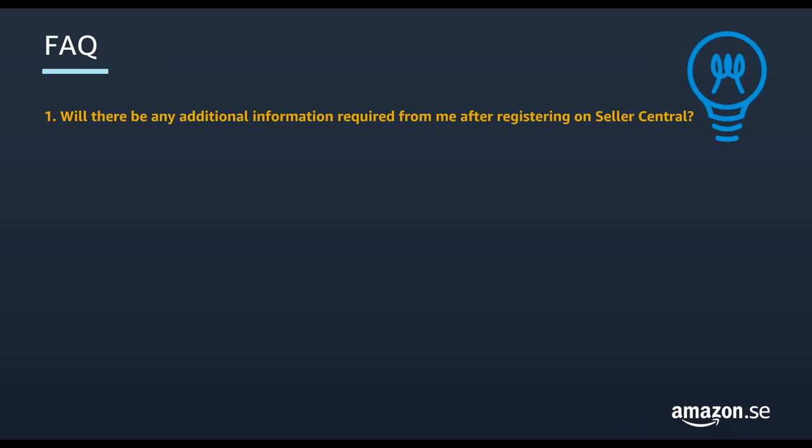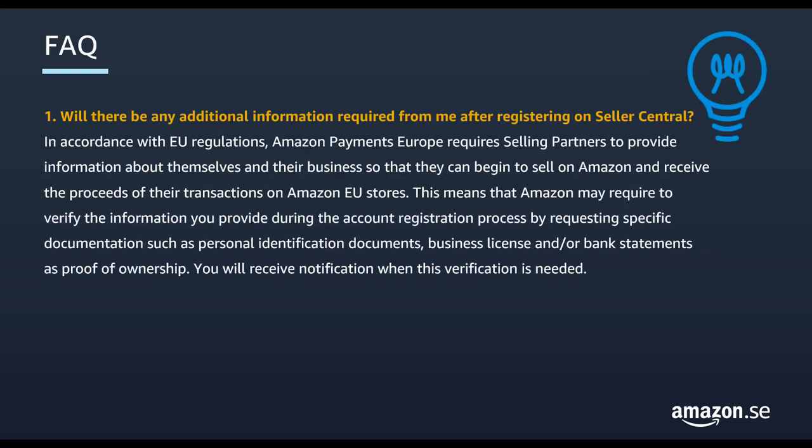Will there be any additional information required from me after registering on Seller Central? In accordance with EU regulations, Amazon Payments Europe requires selling partners to provide information about themselves and their business so that they can begin to sell on Amazon and receive the proceeds of their transactions on Amazon EU stores. This means that Amazon may require you to verify the information you provide during the account registration process by requesting specific documentation such as personal identification documents, business license, and/or bank statements as proof of ownership. You'll receive notification when this verification is needed.